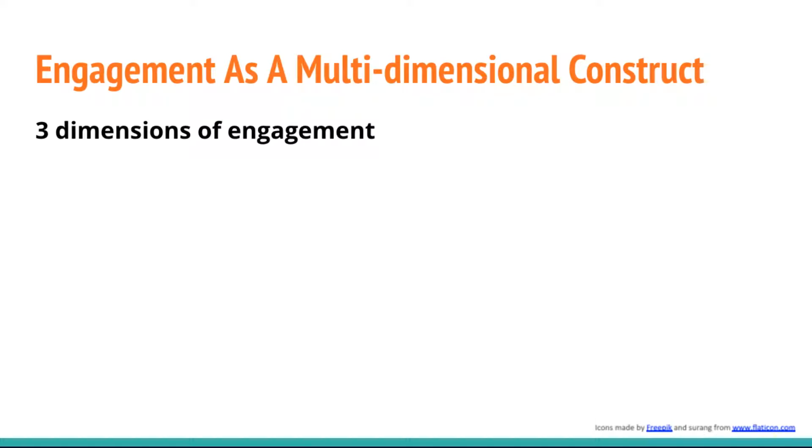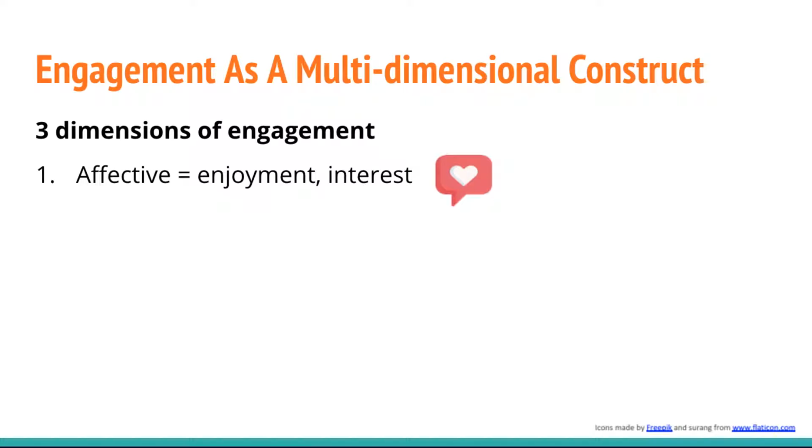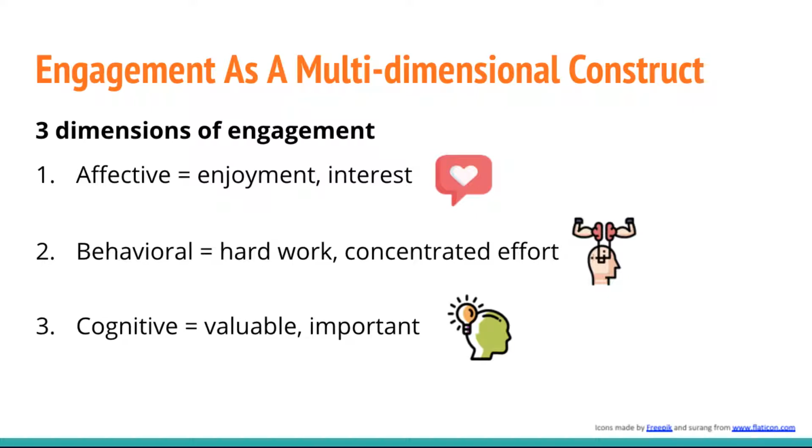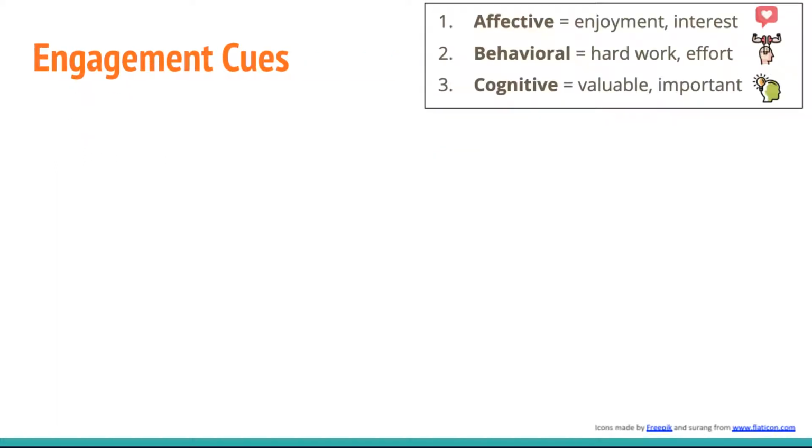So first, let's talk about engagement as a multidimensional construct. Academics who study engagement often think about engagement as having different types or dimensions. So for example, affective engagement refers to the feelings one might have, like enjoyment and interest, when they are doing a particular activity. Behavioral engagement refers to a person's hard work and concentrated effort, and cognitive engagement refers to the degree to which a person perceives the activities they are doing as valuable and important.